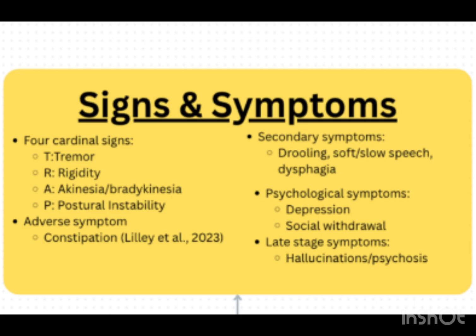Next, we have secondary physical symptoms. Usually these are extensions of bradykinesia and rigidity. This affects certain muscle groups like the head, neck, and face, and this is going to cause a mask-like facial expression and impair muscle coordination, like the way you talk, the way you chew, and the way you swallow.